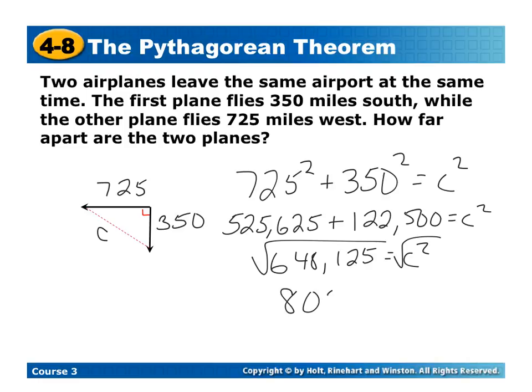So we get 805.062, and once again that number goes on. So if we rounded to the nearest tenth even, it would be 805.1 miles apart.